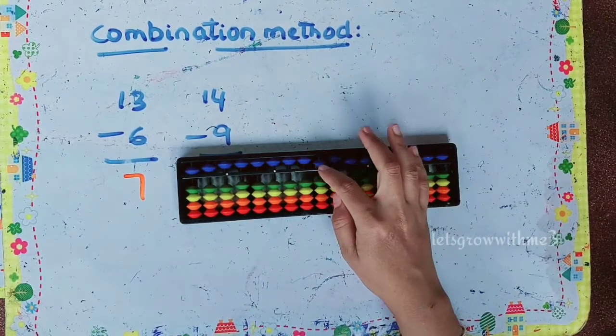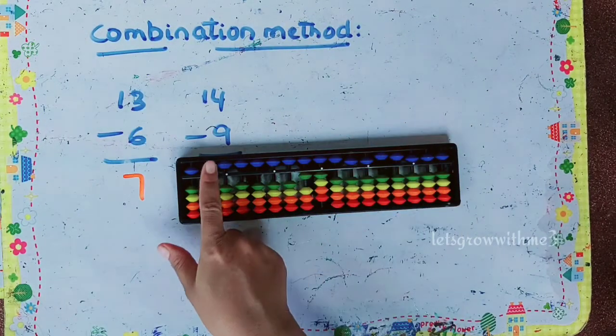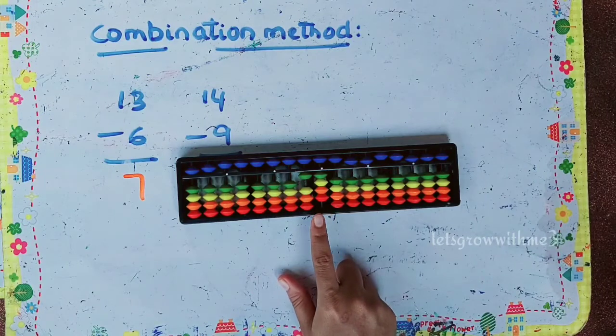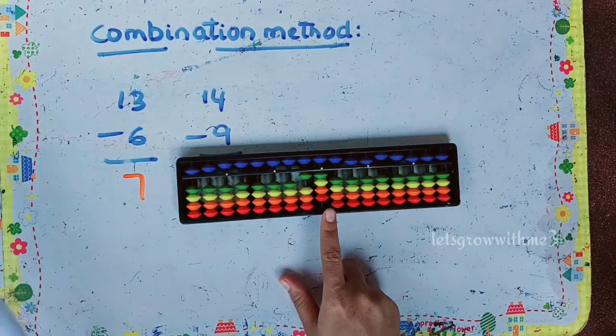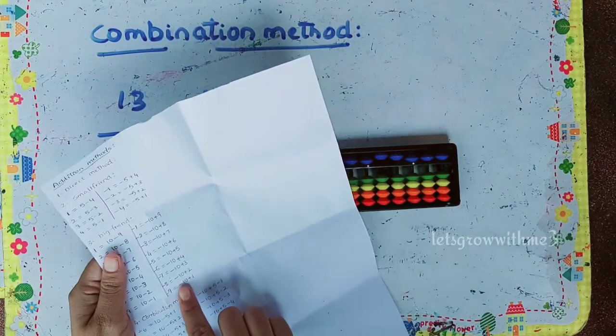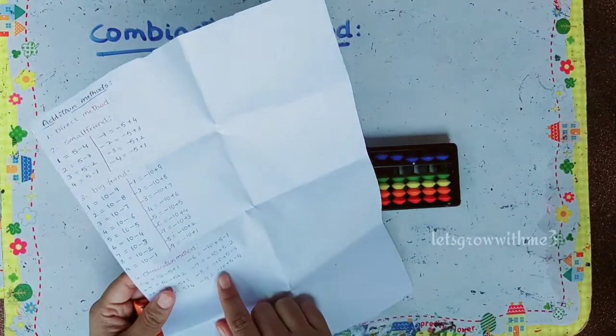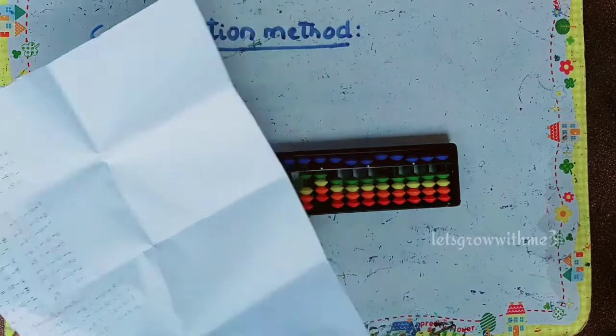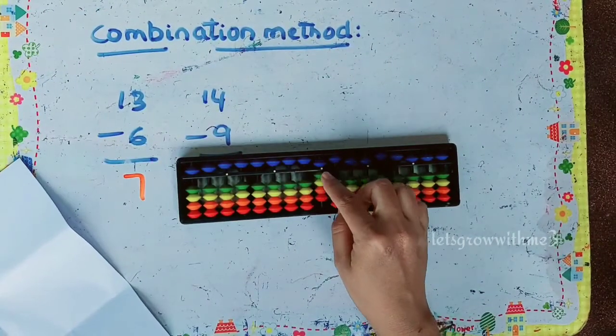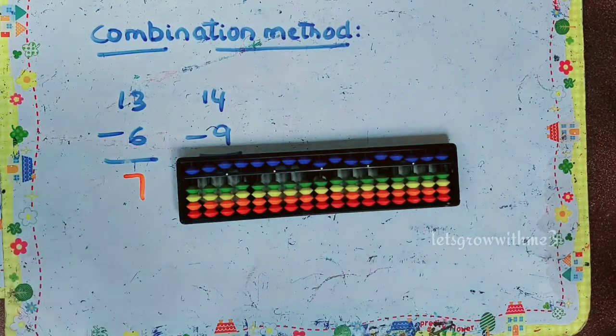Let's do the next question. 14 minus 9. So how to do minus 9? We can't do minus 10 plus 1. We can't add plus 1. So we need to go for the combination method again. Minus 10 plus 5 minus 4. Papa down, mama down, babies down.